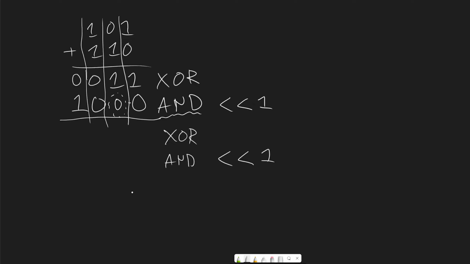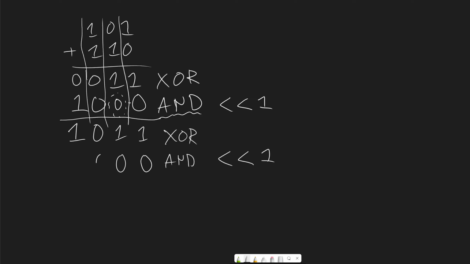So let's go ahead and do a quick XOR. XOR is going to be 1. Same thing with this. And XOR is going to be 0 here, and it's going to be 1 here. What about AND? Well, AND is going to be 0 here. It's going to be 0 here as well.